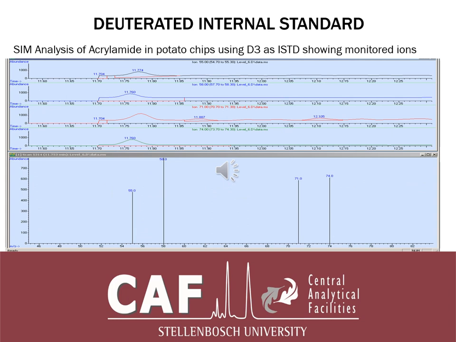This slide here is a continuation of the previous slide where I was explaining to you the ions from the unlabeled and the ions from the labeled. As you can see, 55 and 71 will be from the unlabeled, and then 58 and 74 from the labeled. Just a further explanation after I've blown up the spectra from the previous one.